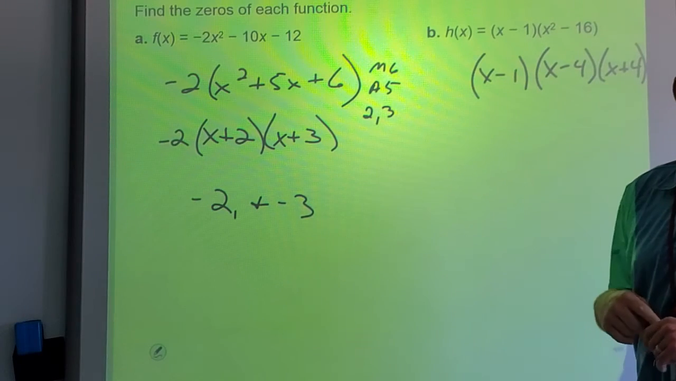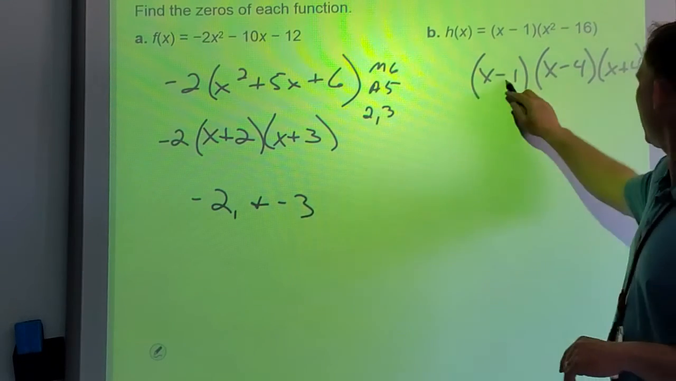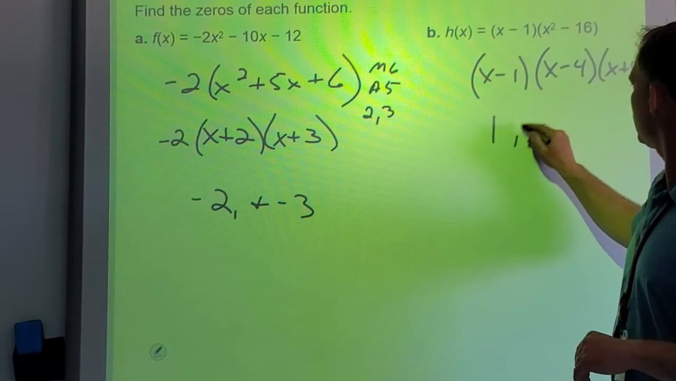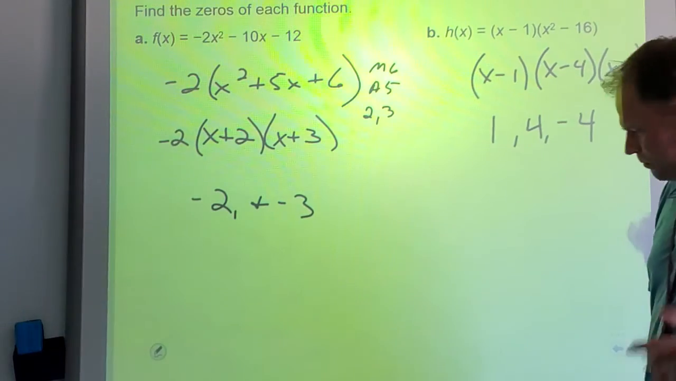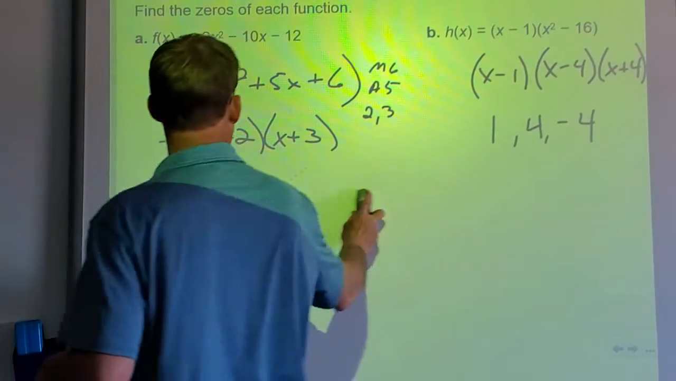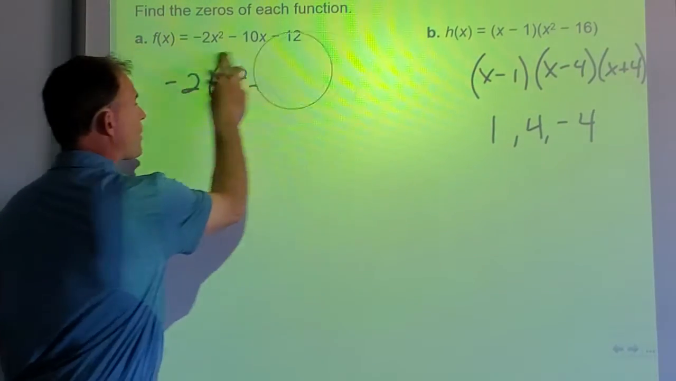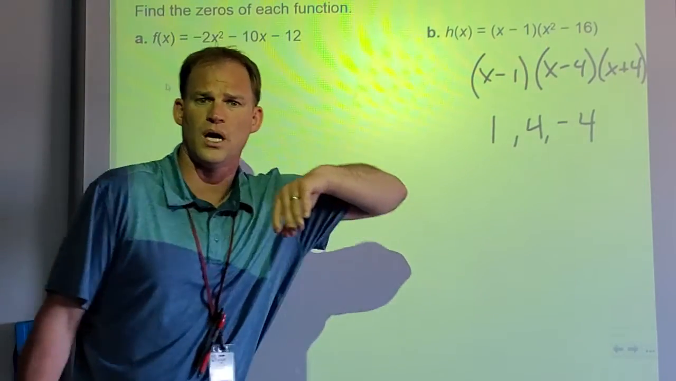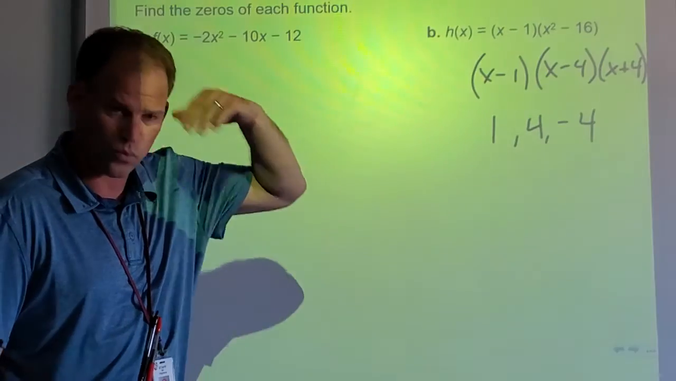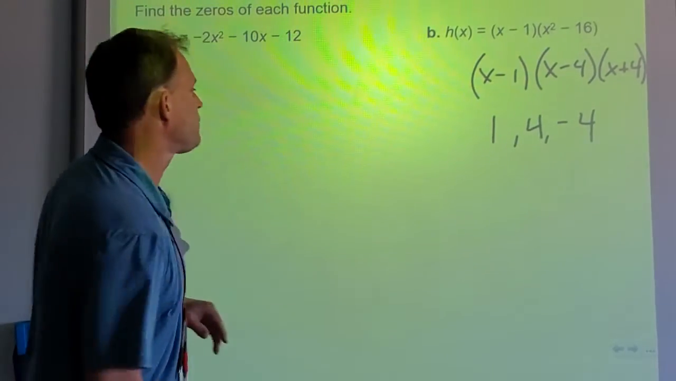So what are the zeros of this problem? Yeah, there's 3 of them: 1, 4, and -4. How can there be 3? Well, everything we're doing right now is graphing quadratics, parabolas, but that's not the only thing you can graph. This is actually called, oh, the word's escaping me. Cubic, thank you.